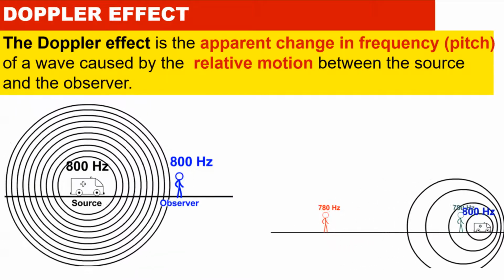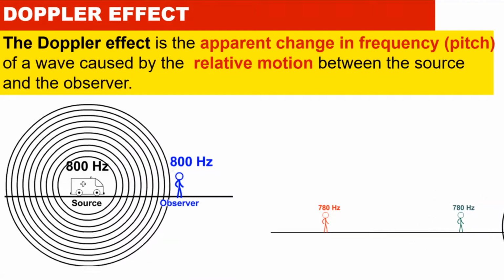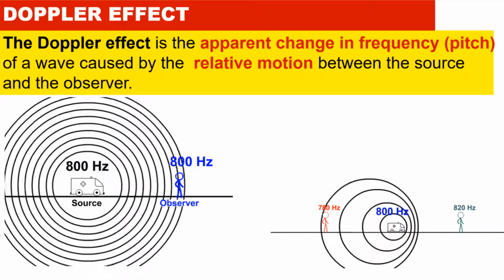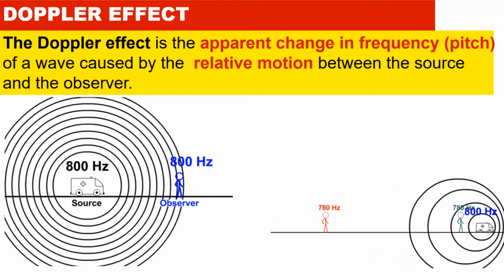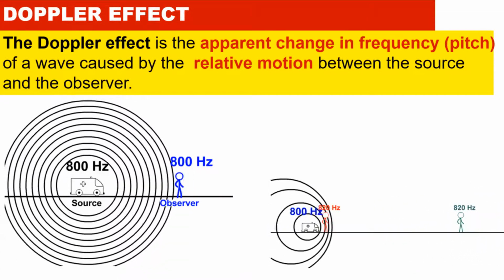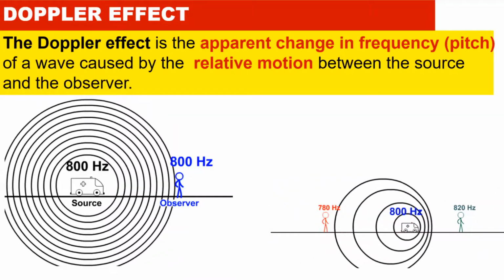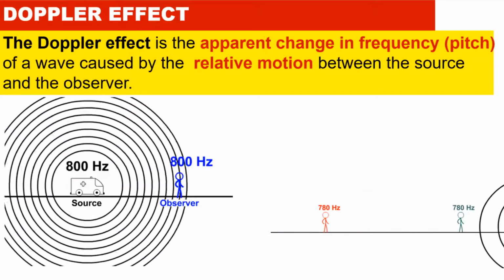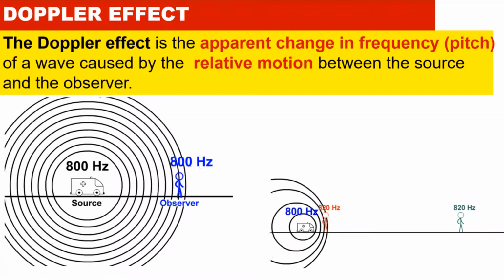It simply means that the frequency produced by a source and the frequency observed by a listener are different. And why are these two frequencies different? Because there is a relative motion between observer and source. If there is no relative motion between source and observer, there will be no apparent change. It simply means that the frequency produced by the source and the frequency observed by the listener will be the same if there is no relative motion.